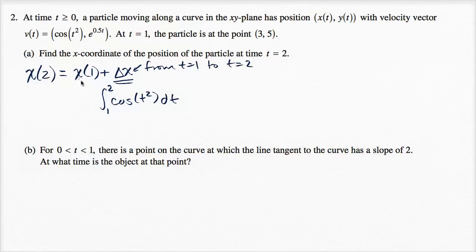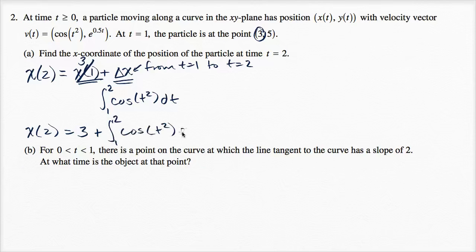So what we have right over here, we can say that x of 2, which is what we're trying to solve, is going to be x of 1, and they give that: at time equals 1, the particle is at the point 3, 5. Its x coordinate is 3. So this right over here is 3. And then our change in x from t equals 1 to t equals 2 is going to be this integral, the integral from t equals 1 to t equals 2 of cosine of t squared dt.